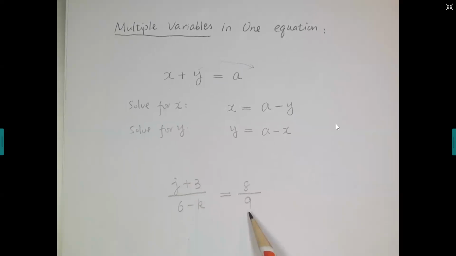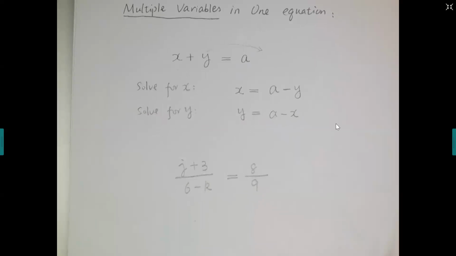This is a rational equation, and there are two variables here. We have to read the problem carefully. So what are we solving for? And I will do both. So for example, if I am asked to solve for j, this is what I'm going to do.